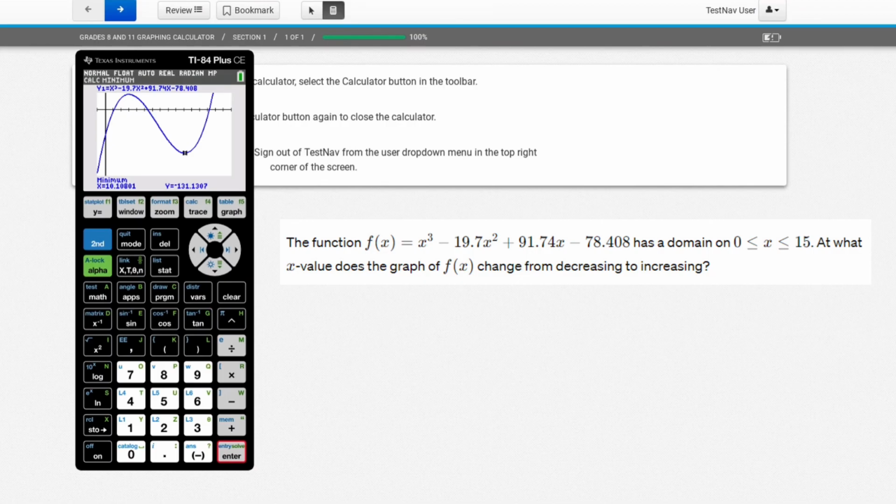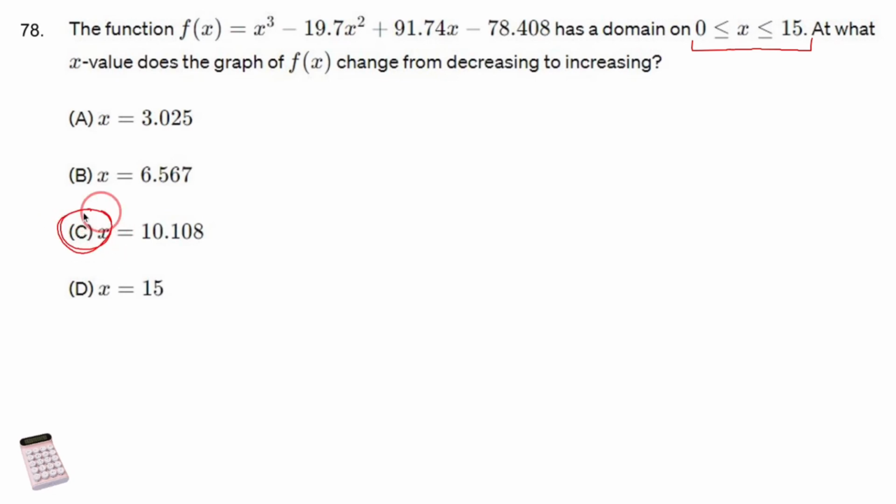What we get here is our minimum happens at 10.10801. So 10.108 will do it. Let's go back and circle the option that gives us that. 10.108, the answer is C. The way this problem is worded, they want to go from decreasing to increasing, which means they want a local minimum, which is right there. If they were to say increasing to decreasing, you would do the same idea, but find your maximum. So it's all in the wording.